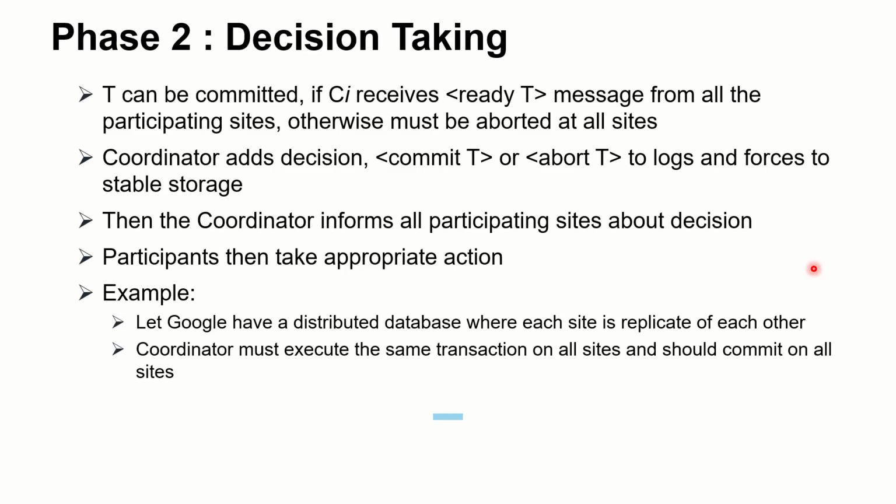After taking the decision whether to commit or abort, the coordinator adds that decision to the log and then forces it to stable storage. Then, after adding to the log, the coordinator informs all the participating sites about the decision. The participating sites receive the message whether it is commit or abort, and then take the appropriate action. If the decision is commit, then all the participating sites need to commit, and if the decision is abort, then all the participating sites need to abort the transaction.